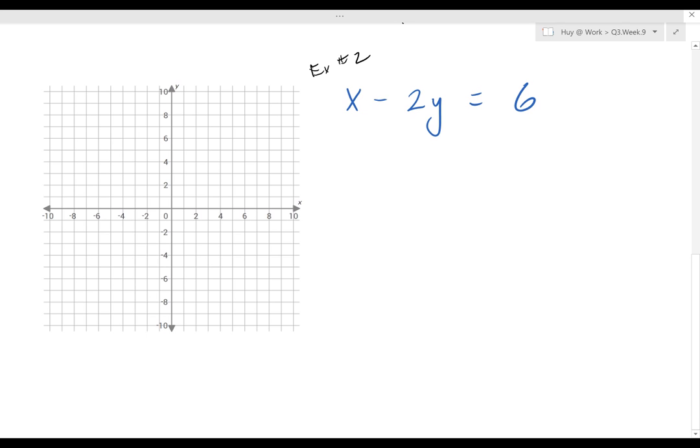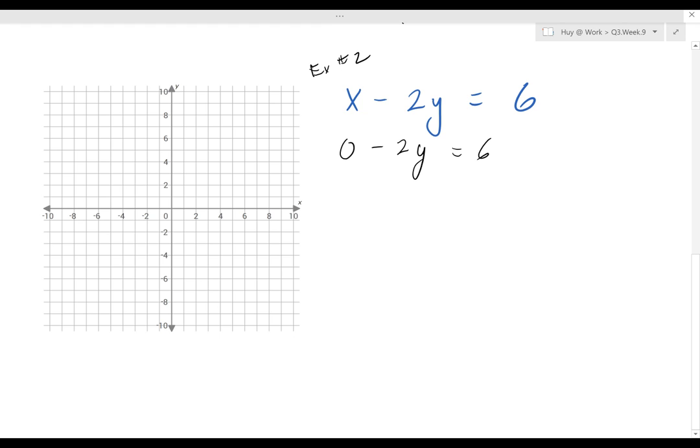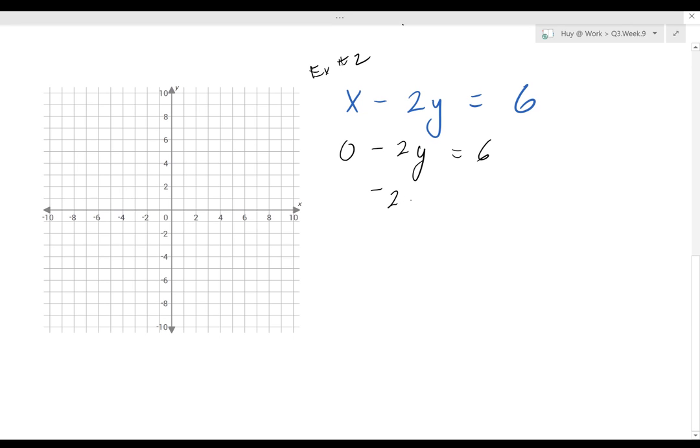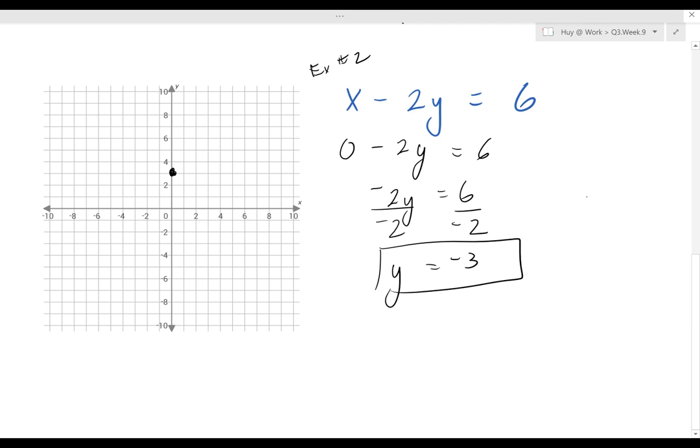All right, x minus 2y equals 6. So let's put 0 for x, so we have negative 2y equals 6. Let's divide both sides by negative 2. And y equals negative 3. So if we wanted to know the point, we put 0 in for x, and the y is negative 3. So there's the point. 0, negative 3 is our y-intercept.